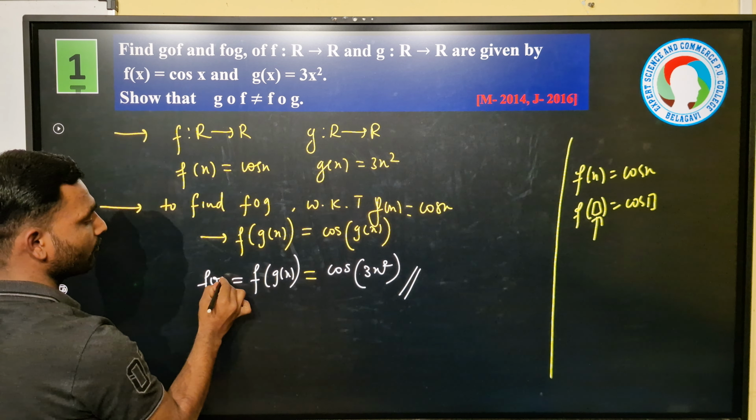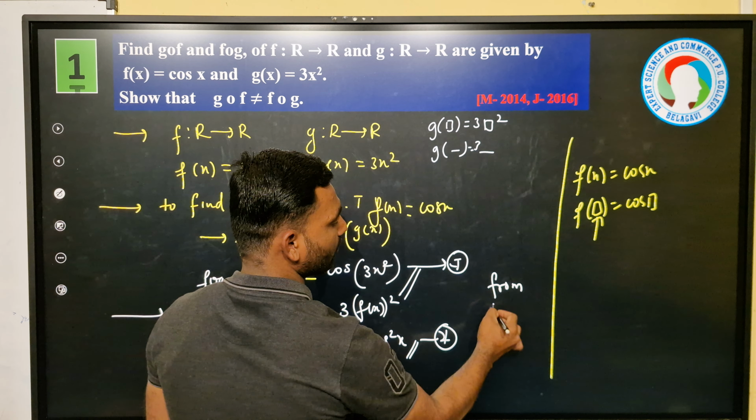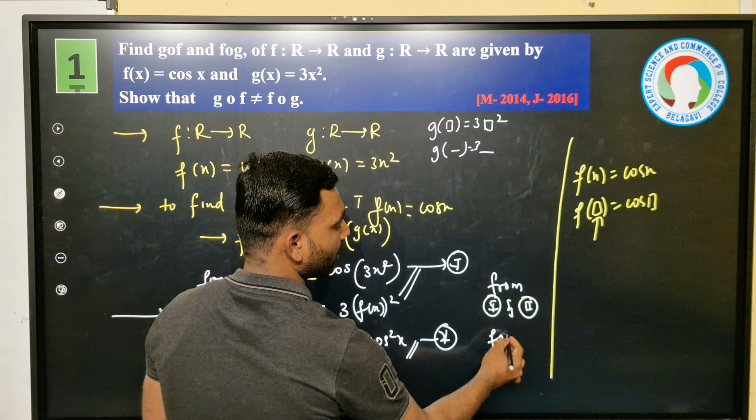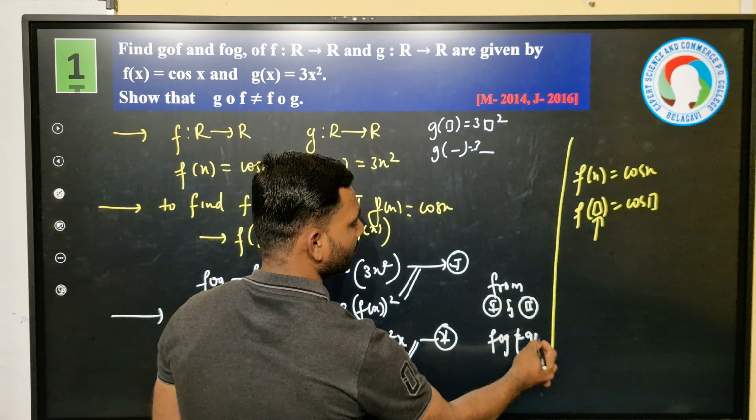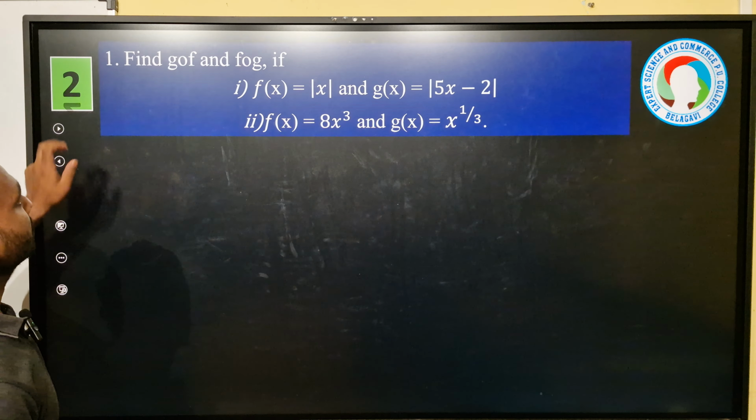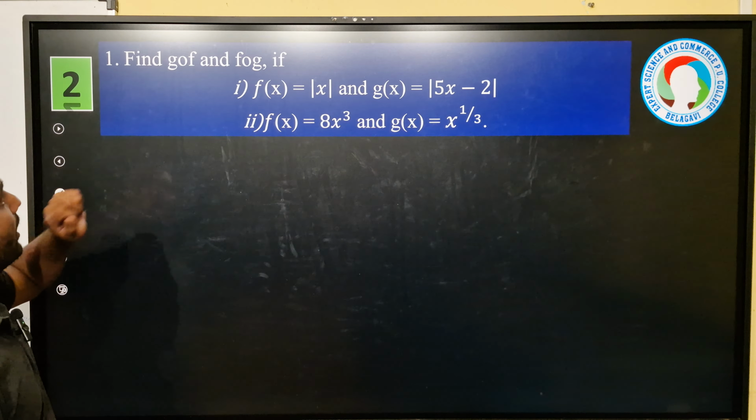So this is equation 1, this is equation 2. From 1 and 2 you can say that f of g is not equal to g of f. Simple example. So one by one we can discuss and find g of f and f of g for the next function.